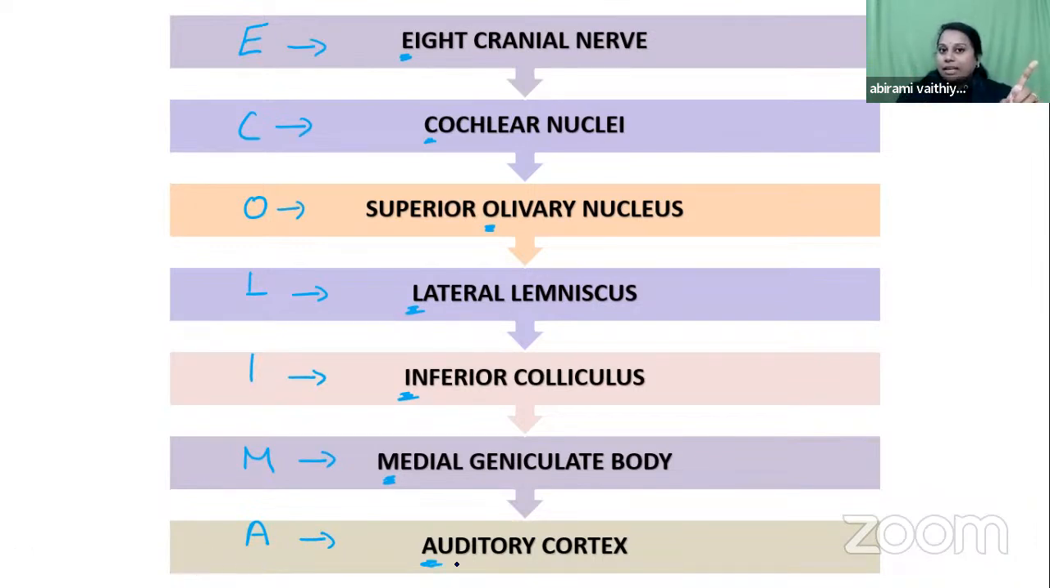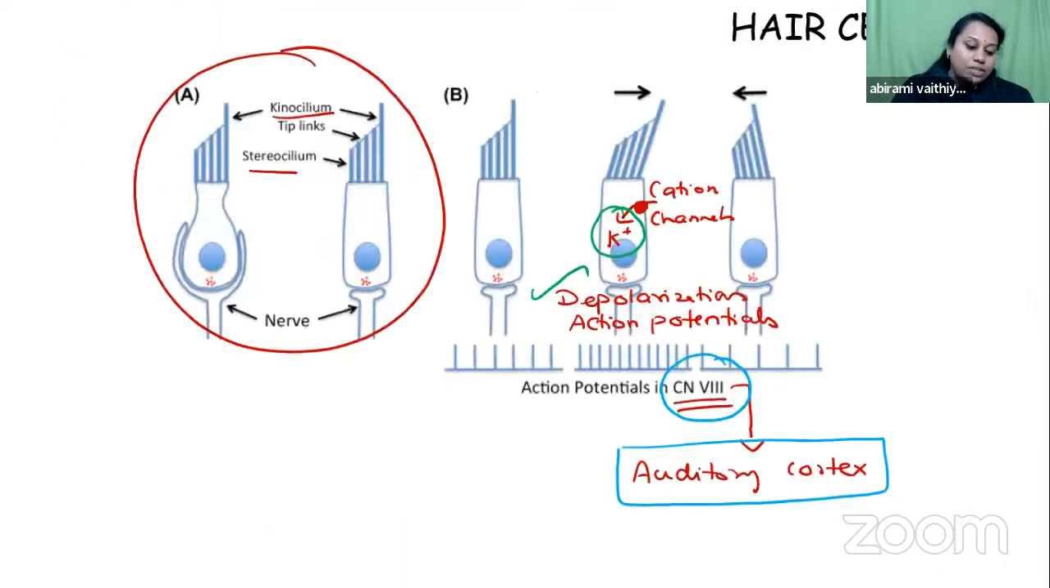From the 8th cranial nerve, it passes through all these structures in sequence to reach the auditory cortex. Once it touches the auditory cortex, you are able to hear the sounds. That is what your question is on: arrange the following structures in sequence. So the question is actually on the ECOLIMA pathway only. Let's go back to this question.